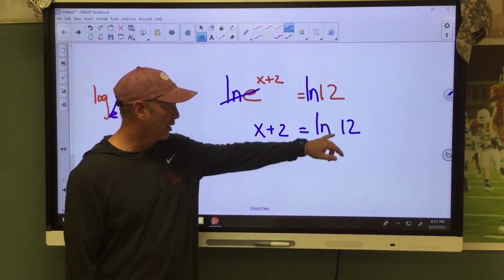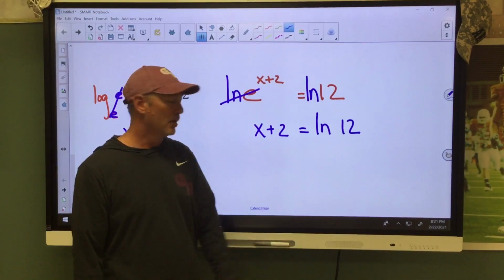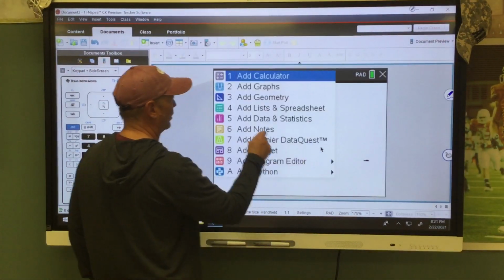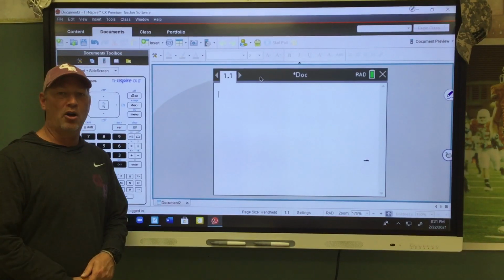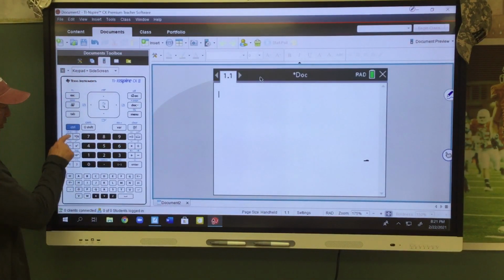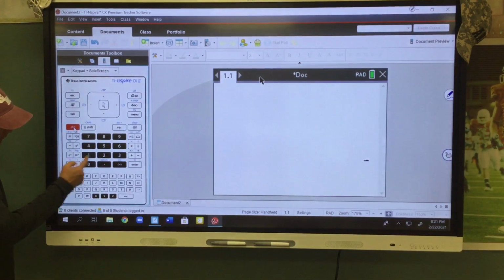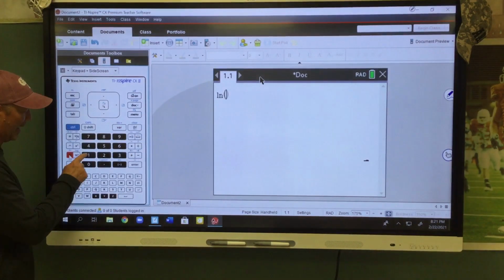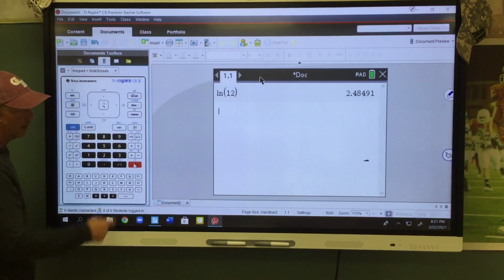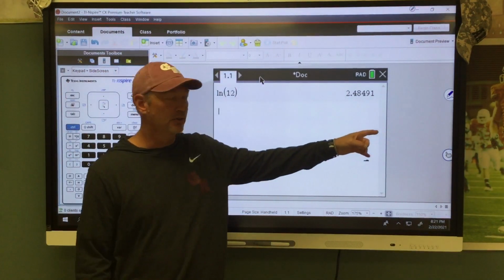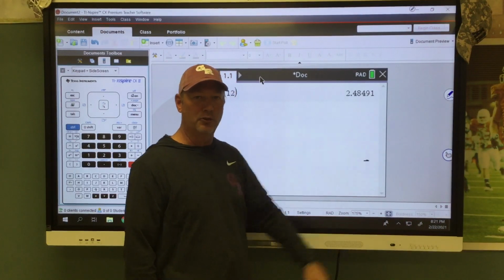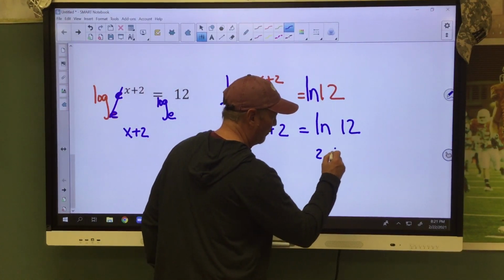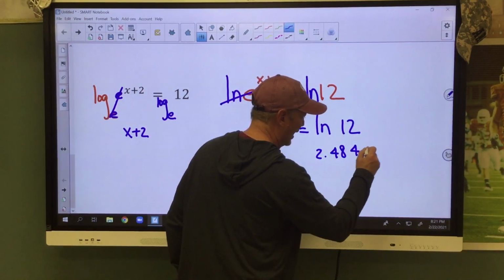Now in this part, you need to determine the natural log of 12. So we're going to go to our calculator. Let's go to a new page. We're going to calculate, and I need to take the natural log of 12. So we're going to go control. Over here to the left of the number 1, we're going to get e to the x power, and we're going to get the natural log, and we want the natural log of 12. And this is what the natural log of 12 is. 2.48491.